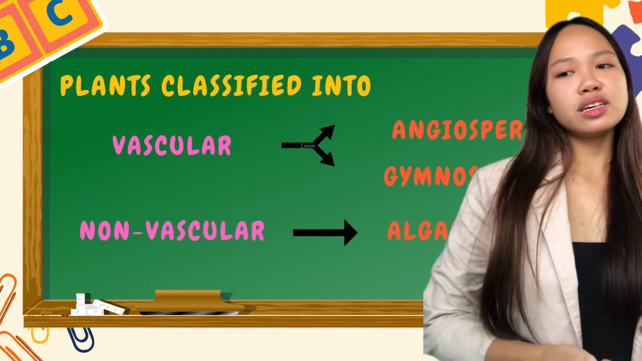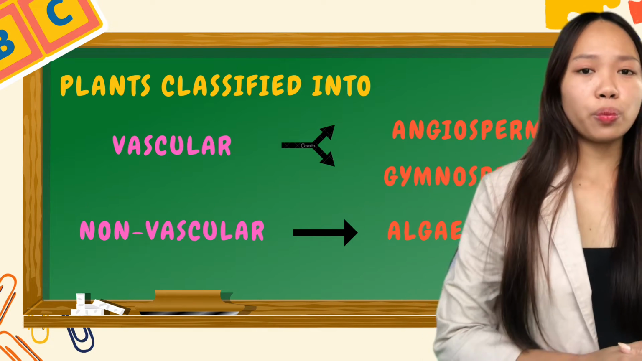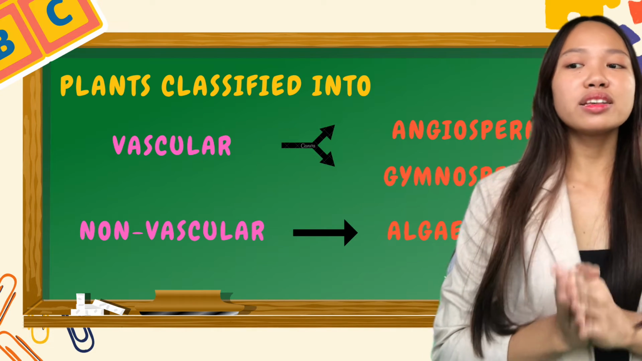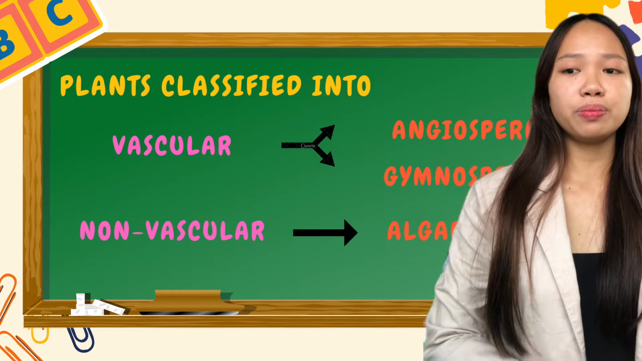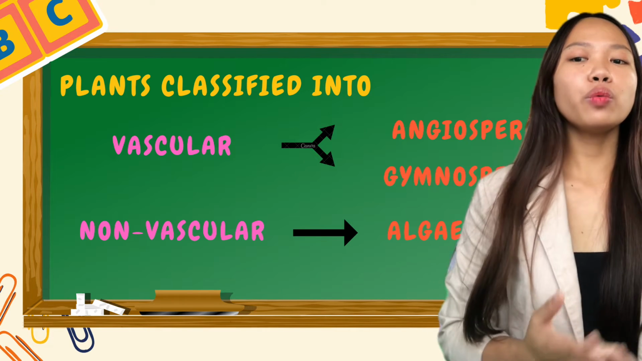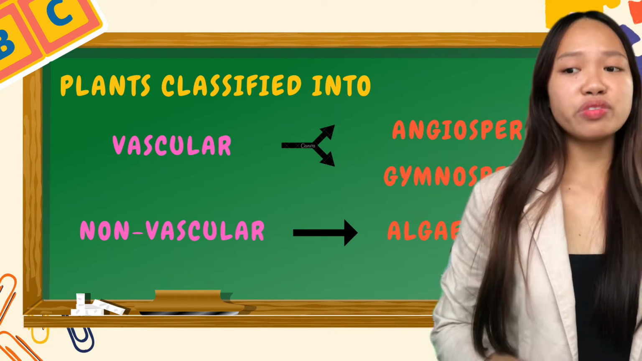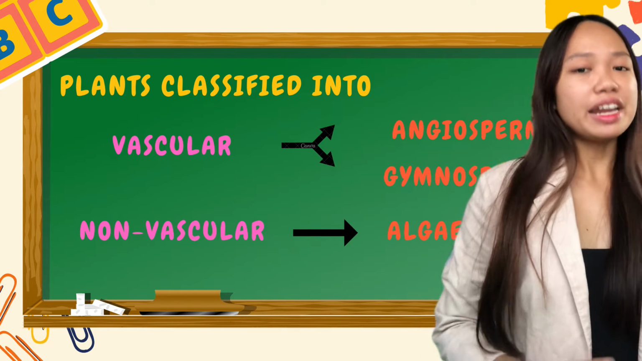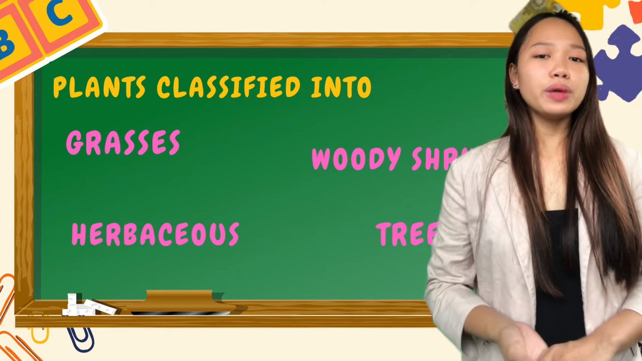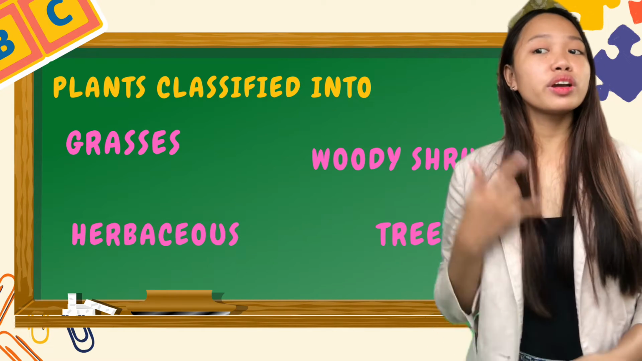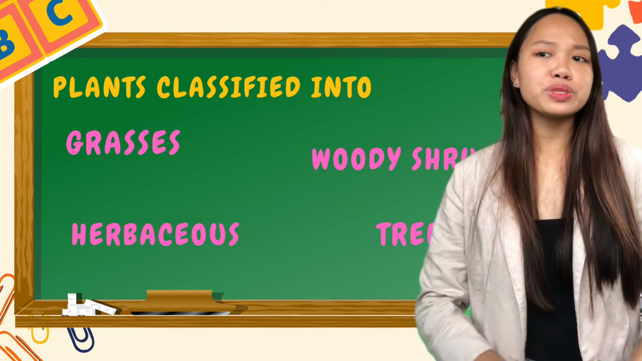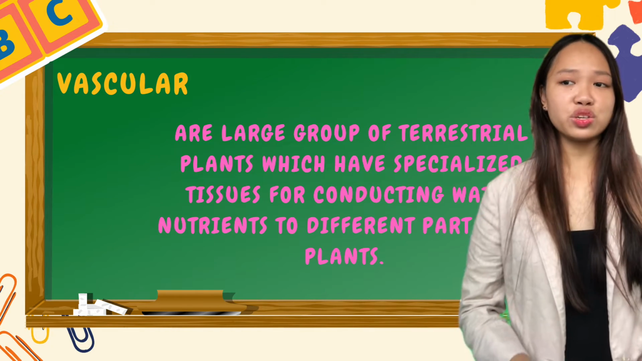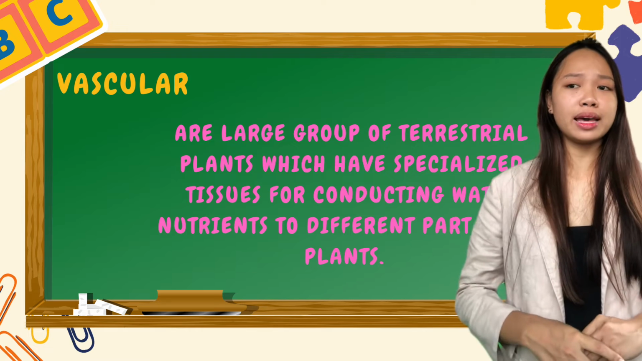The differences in characteristics are used to group plants into species, which provides a way to classify and organize plants. There are many ways to classify plants. One way is to group them into vascular and non-vascular. Plants can also be classified as grasses, herbaceous plants, woody shrubs, and trees. Okay, this time we will define vascular plants. What are vascular plants?